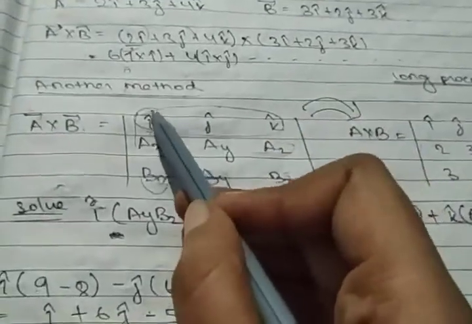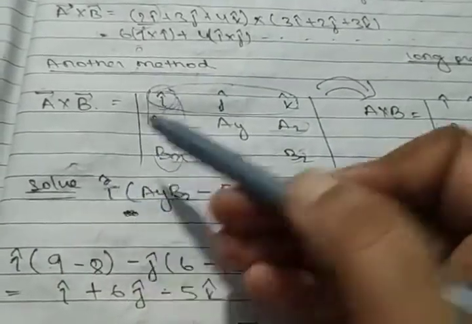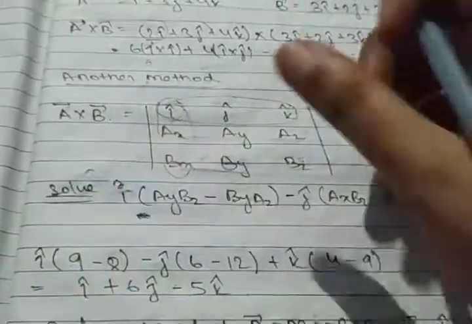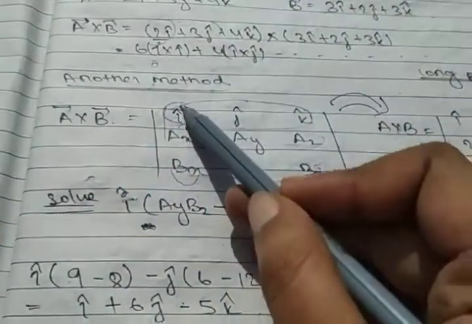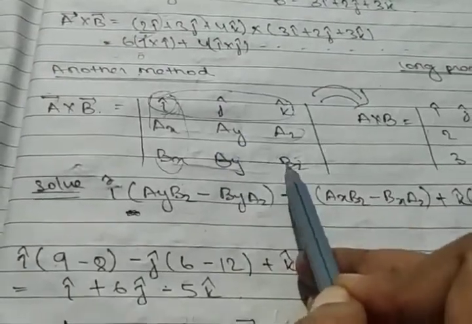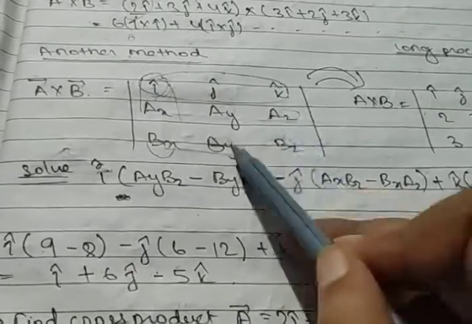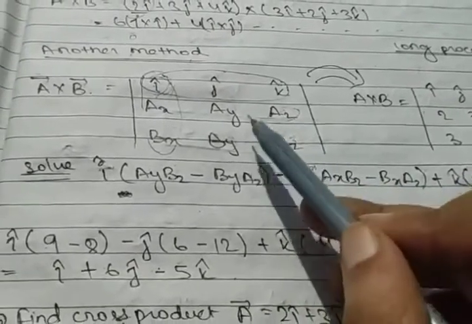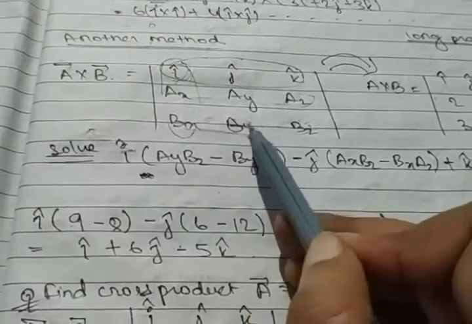Now suppose this is i. I'll write it right here first, i. Now leave this column and this row, both the row and column, you leave it. Now 4 parts we are getting. Multiply these two minus multiplication of these two. AyBz minus ByAz.